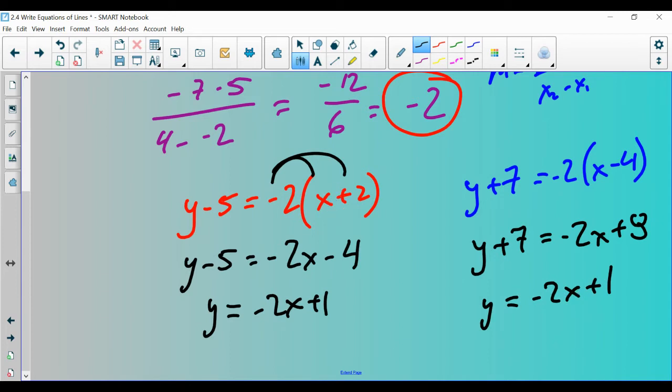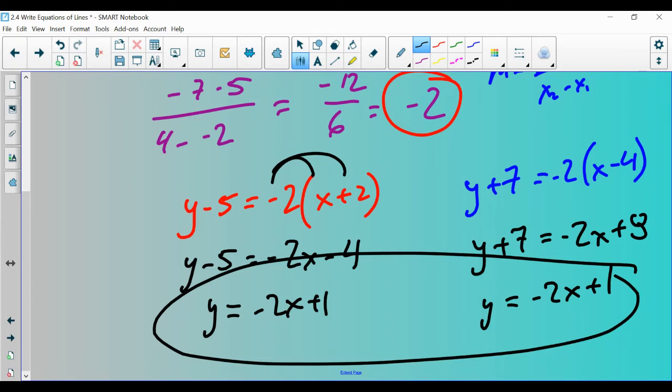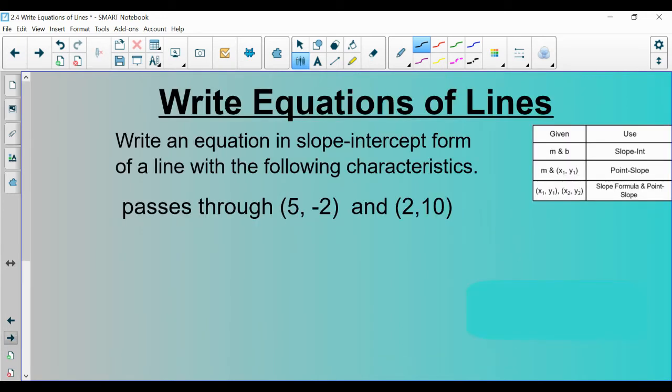This is point slope form using the first point. This is point slope form using the second point. And this would be the answer if I asked you to convert it into slope intercept form. You guys go ahead and try this one. Pause it here. See how you do.